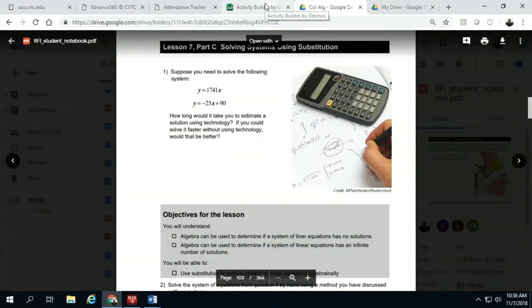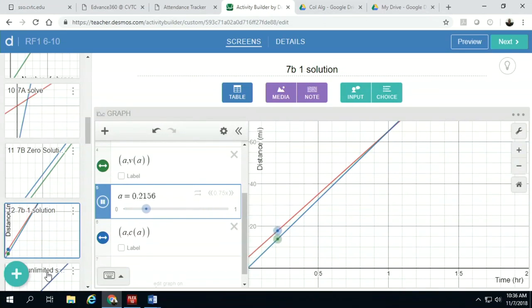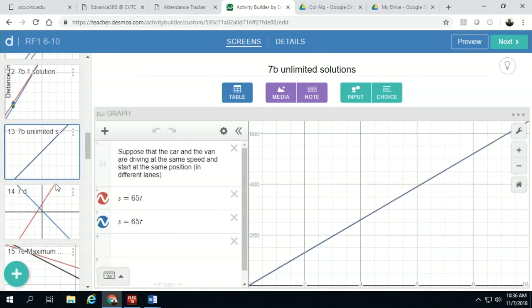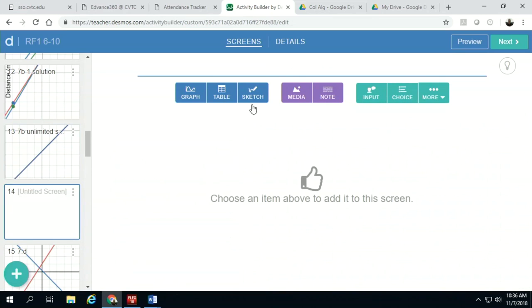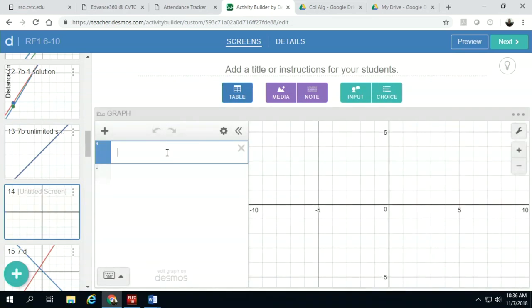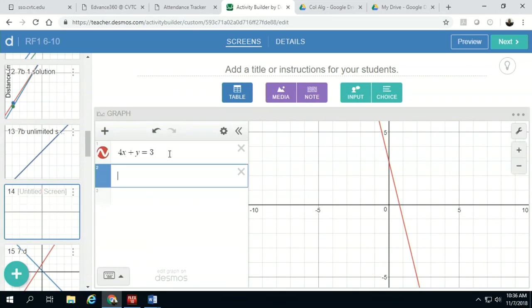Or you can go to Desmos. Enter the equations exactly as they're given. 4x plus y equals 3. 1/2 y minus 2x equals 1/2.